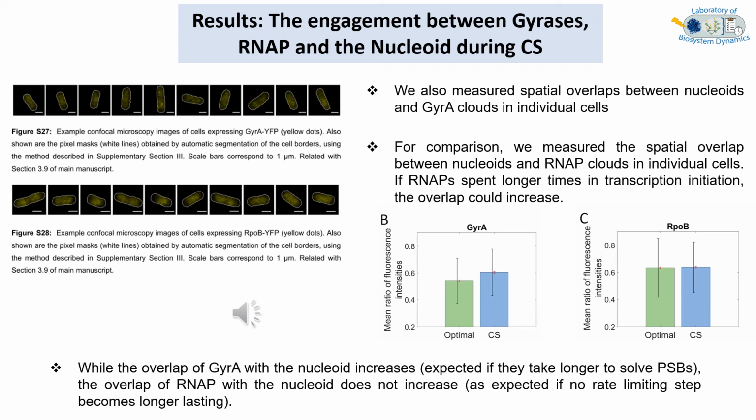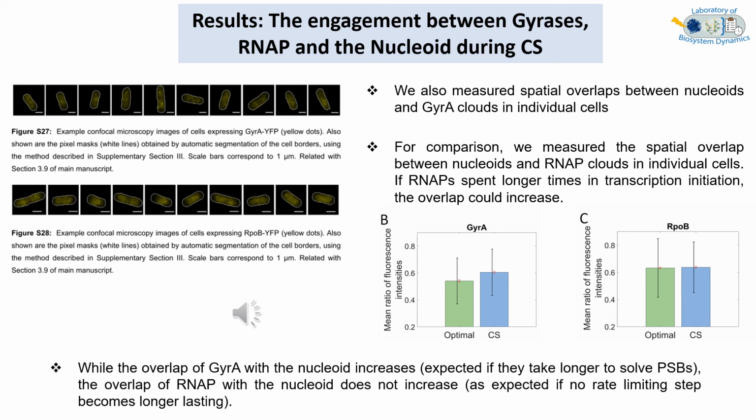So we try to compare with the clouds of a molecule that has a similar function, which is the RNA polymerase. It's always binding and unbinding, and sometimes it stays there, but in this case to do transcription rather than to solve positive coils. And we observed something very, very interesting. In the case of the gyrases, there is a much better overlap between the gyrase and the DNA during cold shock. So this ratio of intensities increased.